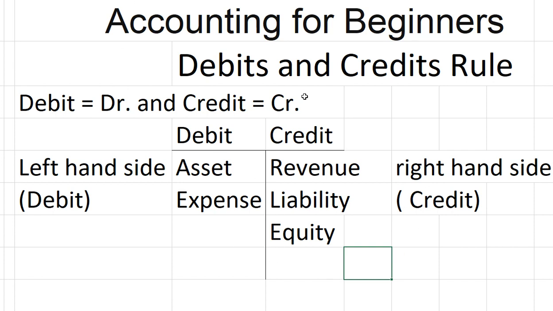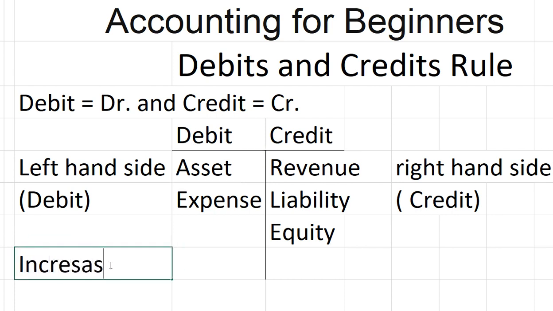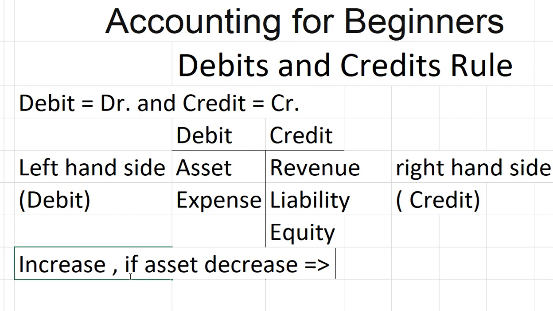So you must remember the debit and credit rule. If you remember it, it is easy to understand accounting. So if an asset increases, it is at the debit side. If an asset decreases, it must be at the credit side.